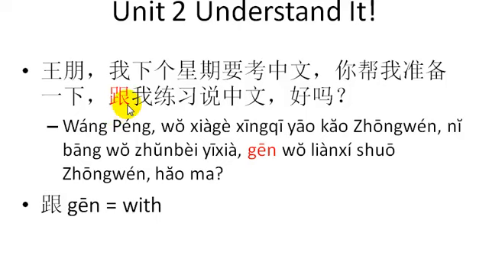Alright, next we have 跟我，你帮我准备一下，跟我练习说中文好吗？跟 means with, its first tone, 跟. And when I'm listening to your recordings, I'm noticing that you should be pronouncing 跟 with a high-pitched sound in your voice. 跟, like you're intentionally trying to create a high-pitched sound when you're pronouncing the first tone. 跟我.